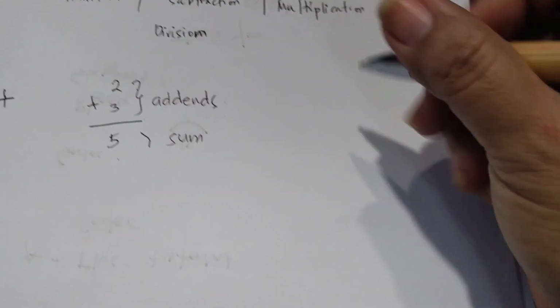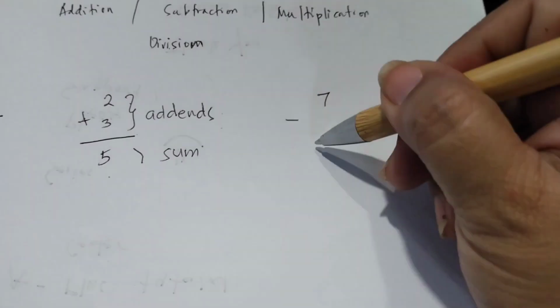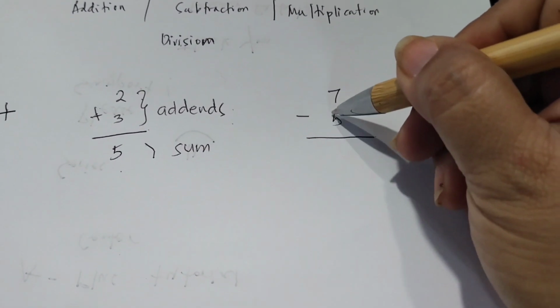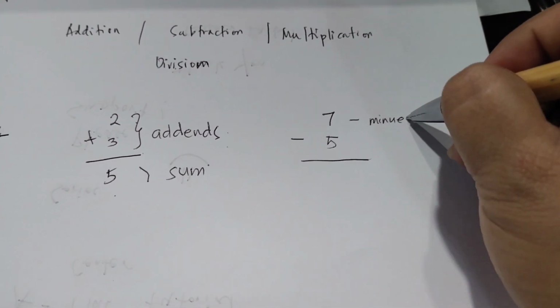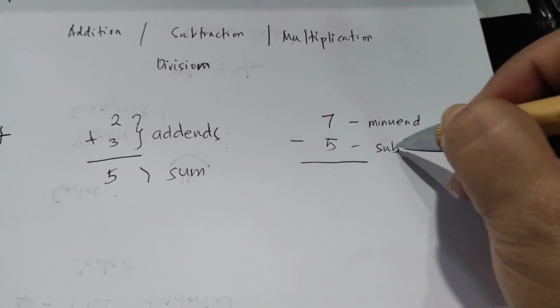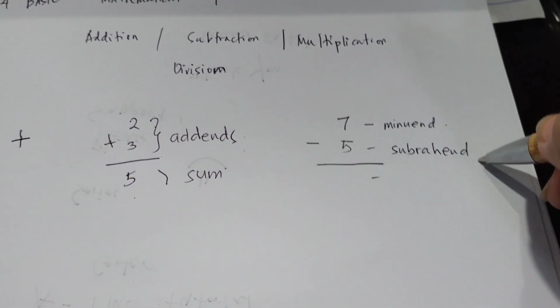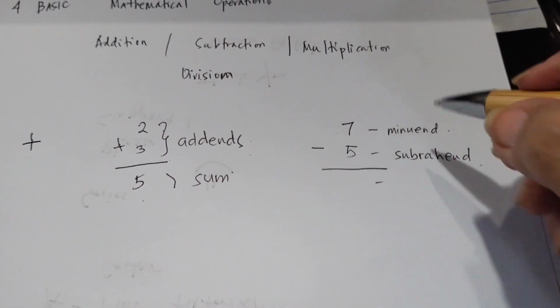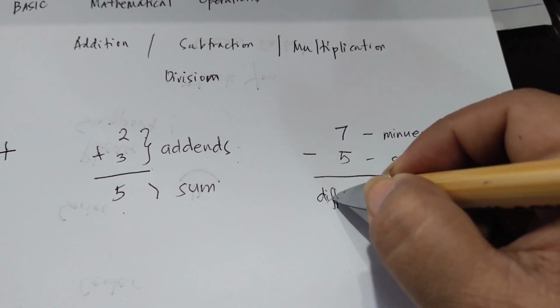Okay, so next we have subtraction. So let's say we have 7, and the symbol for subtraction is the minus sign, minus 5. Okay, remember the number here, we call it your minuend, and the number here is your subtrahend. And make sure that your minuend is always bigger than your subtrahend. Okay, subtrahend. Yan, kulang ng T. Sorry. And then the answer is called the difference.